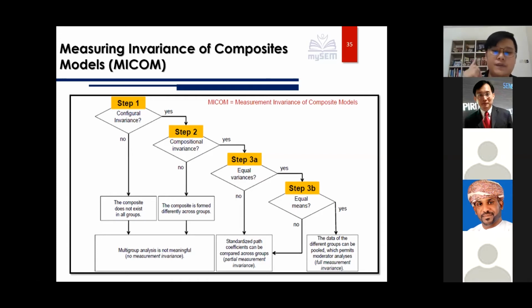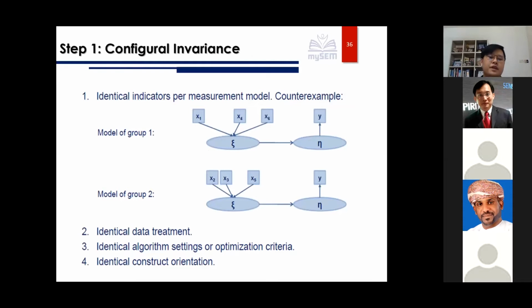But if either step 3A or 3B is fulfilled, then we also mention this as partial invariance. But if both 3A and 3B are fulfilled, then we call it full measurement invariance. So there are conditions for you to know, but the minimum you need to pass is just step 2. If you can go further, step 3A and 3B. Okay. So what is configural invariance?